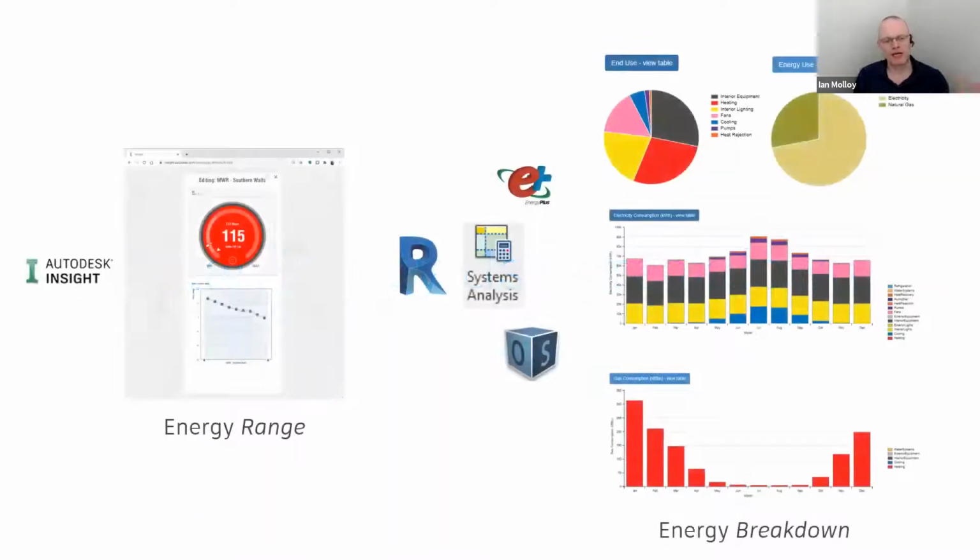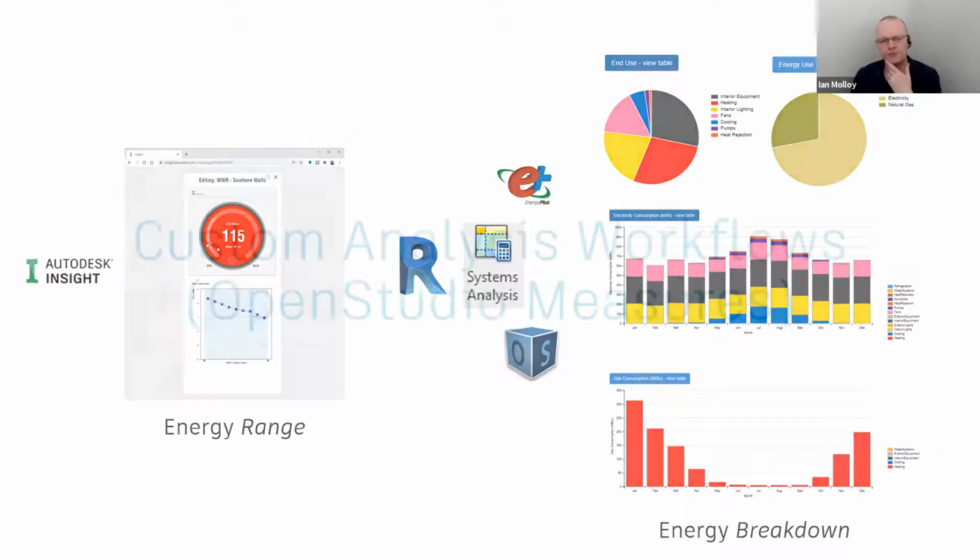I mentioned earlier that Insight does a whole building energy range, but systems analysis does a single model and use breakdown, right? So they're two different bookends, and it's worth being aware of that. Again, that report is built using OpenStudio measures. You can customize it, you can add to it, you can break it down in different ways.